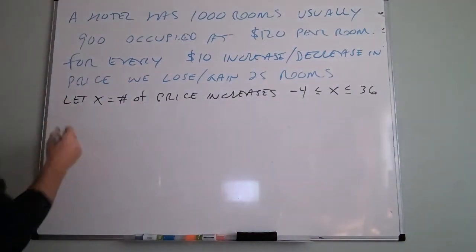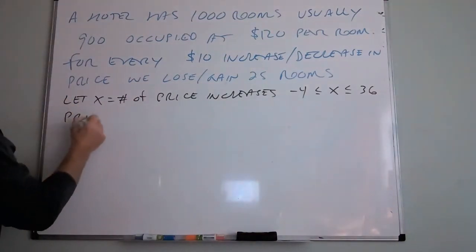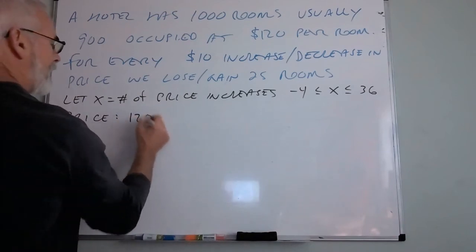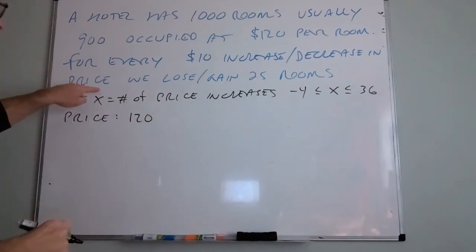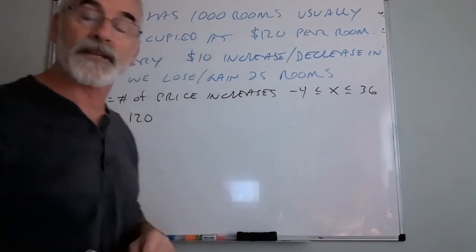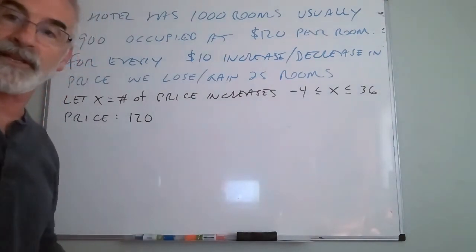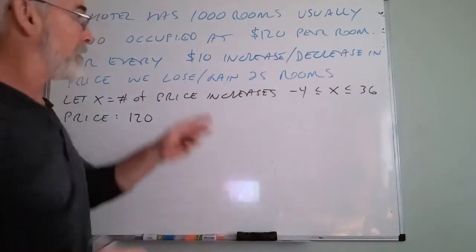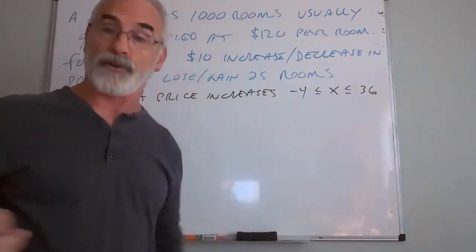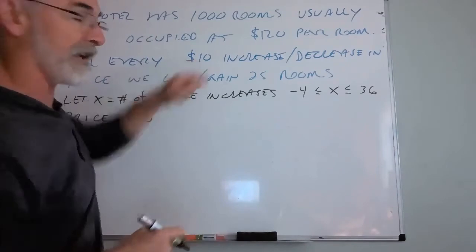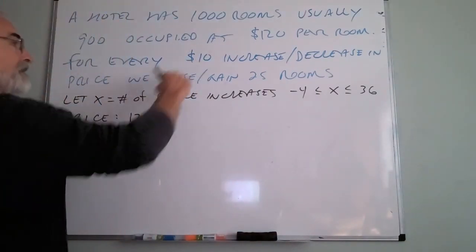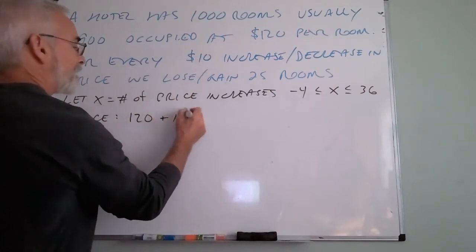Now, what is the price going to be? Well, it started at 120. And if I raise it X times, that means 10 times X is the dollar amount that I'm raising it. And by the way, what if X turned out to be 0.7? Well, 0.7 times 10 is $7. Oh, okay. So X technically could be a decimal because I'm multiplying it by $10. So if I raise the price X times, then it's going to be 120 plus 10X.